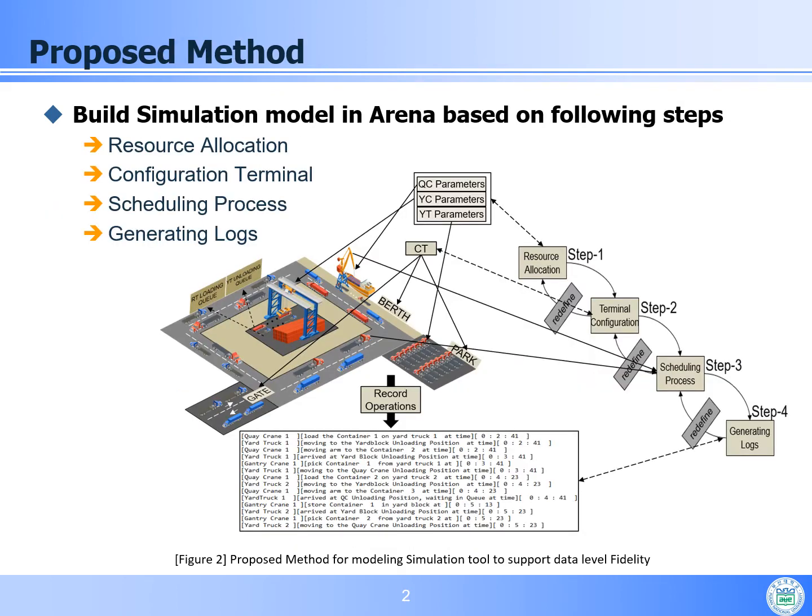For finding the optimal solution, we propose our model based on four different steps. The first step is the resource allocation, in which we define the number of QA cranes, the number of yard cranes, and the number of yard trucks.